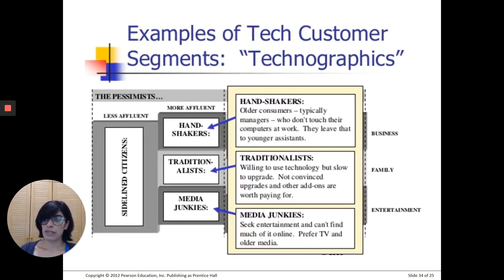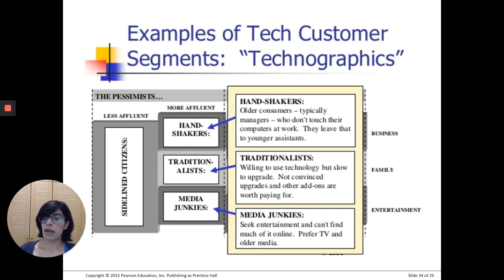The Technographics, in terms of the pessimists and the most affluent, you first have a segment which is the handshakers. These people are typically older, okay? They're typically managers in business. They don't touch their computer at work, and they leave that to the younger assistants. And this applies to any technology that is used. So they're the ones who think that the younger generation will use this technology, it's not relevant to them.